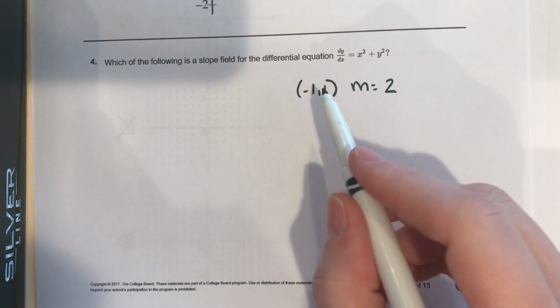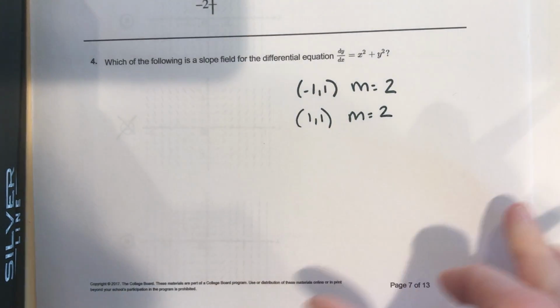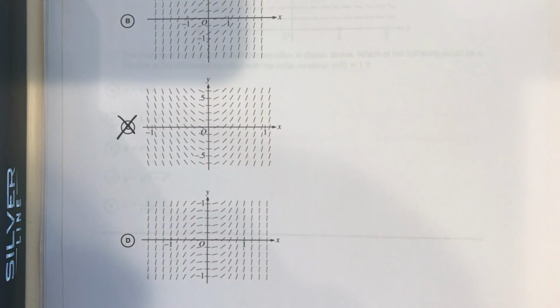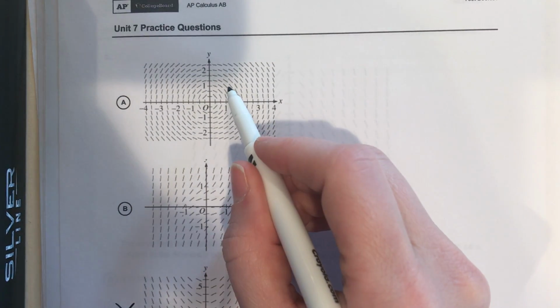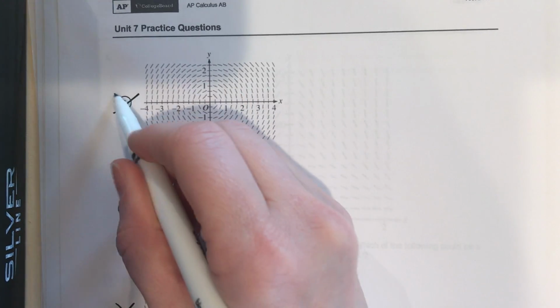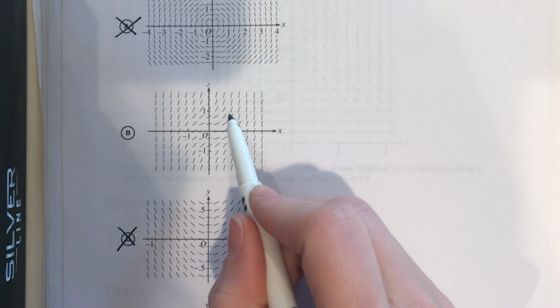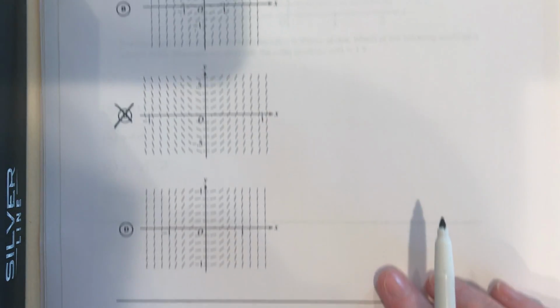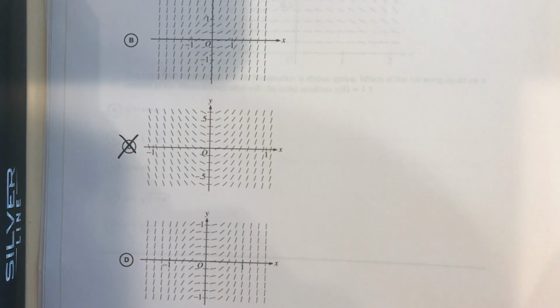Okay, next up, let's check (1, 1). (1, 1) would also give us a slope of 2. So let's go to our graphs. Let's check the first two. At (1, 1) here is a positive slope. Here it's a negative slope, so I can cross off A. At (1, 1) this is a positive slope, and down at D, (1, 1) is a positive slope. So we're between B and D at this point.